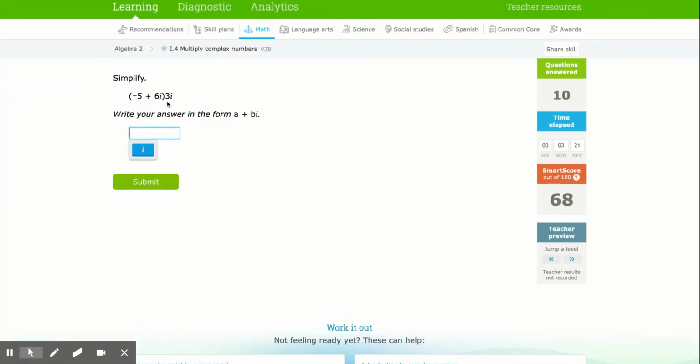Again, we're going to distribute in. I'm going to do the 3i times the 6i first. 3 times 6 is 18. The i times the i is negative. This is positive, so it's going to be a -18. Then I have the 3i times the -5i, so that's going to be a minus 5 times 3 is 15. And then there's the i.